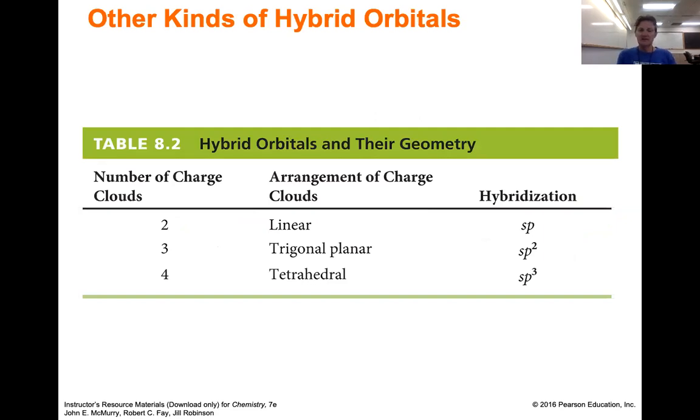So the important thing is, if you know the geometry, you know what hybrid orbitals you have. So if you draw a Lewis dot structure like we did with methane, and then figure out what the geometry is, you can just use this table, and you could put this on your note card to tell you what the hybrid orbitals must be.